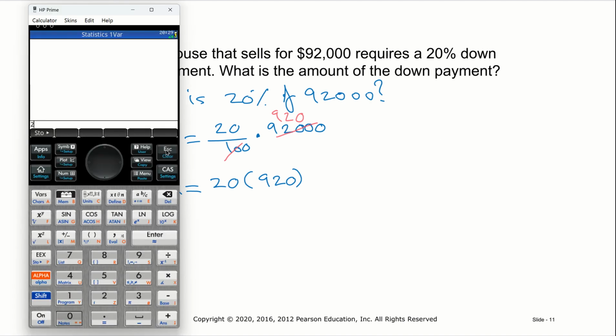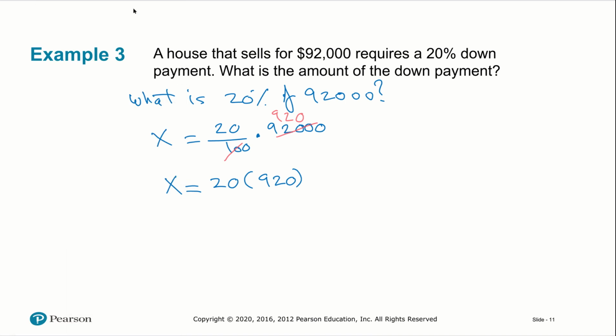Okay, so 20 times 920. So 18,400 is the amount of down payment you would need. All right, so what is the amount of down payment? We can answer it using the proper symbols. We'll just say $18,400, like so. Okay.